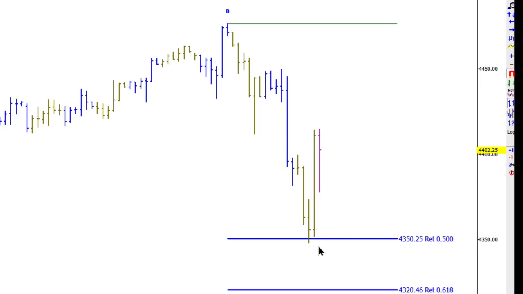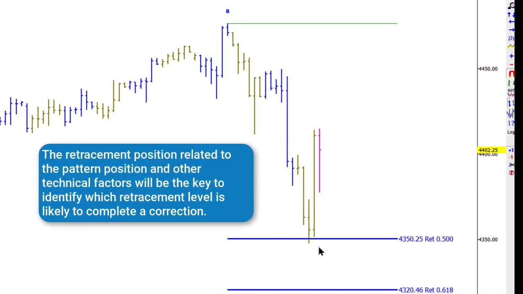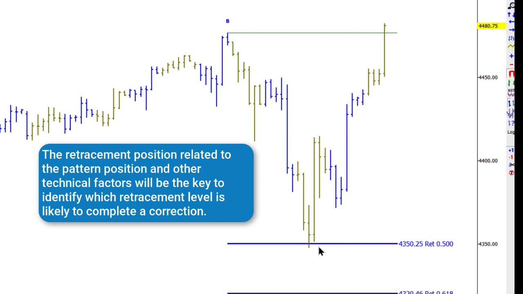So if we made a potential ABC to the 50% retracement, and corrections are very frequently in three sections, that itself might indicate that we've completed that correction. So again, we'll get into that a lot more later in the course. But as you can see, the price relationships and the price positions are going to be most valuable within the context of the pattern position and some other technical positions in the market.